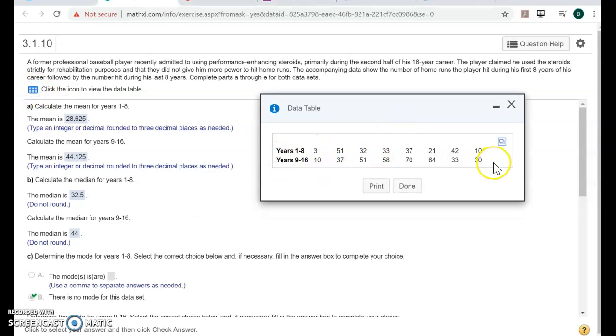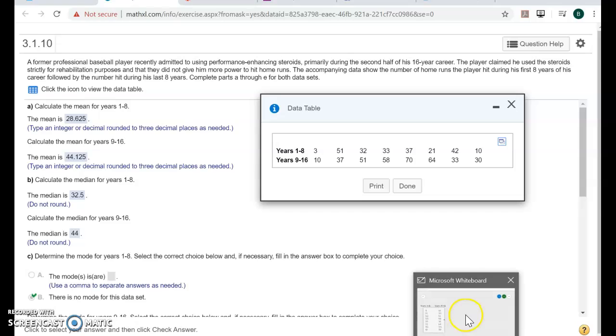Here's years 1 through 8. And then here's years 9 through 16. And these are the home runs the player hit in those years. So in part A, we want to calculate the mean for years 1 through 8 and the mean for years 9 through 16. So years 1 through 8 are across and years 9 through 16 are across.